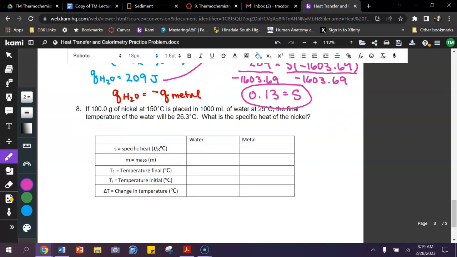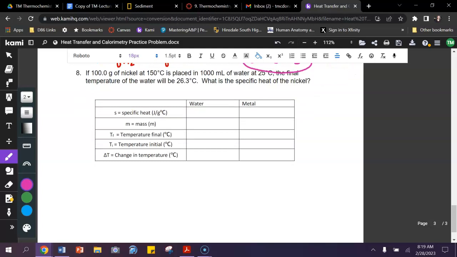So for this one, if 100 grams of nickel at 150 degrees Celsius is placed in 1,000 milliliters of water at 25 degrees Celsius, the final temperature of the water would be 26.3 degrees Celsius. So what is the specific heat of the nickel? So let's do water first. We know that water always has a specific heat of 4.18. We know that the mass of the water that we're using is equal to the volume of water, so we have 1,000 grams of water.